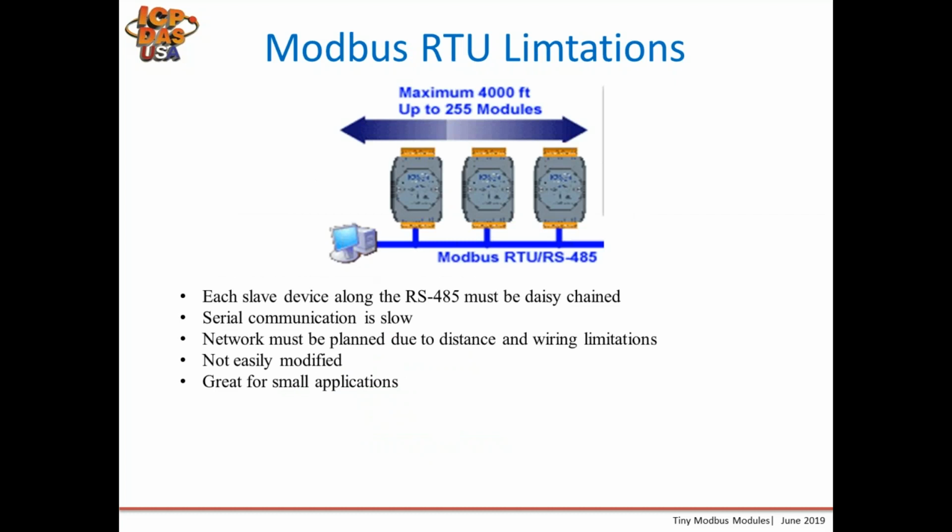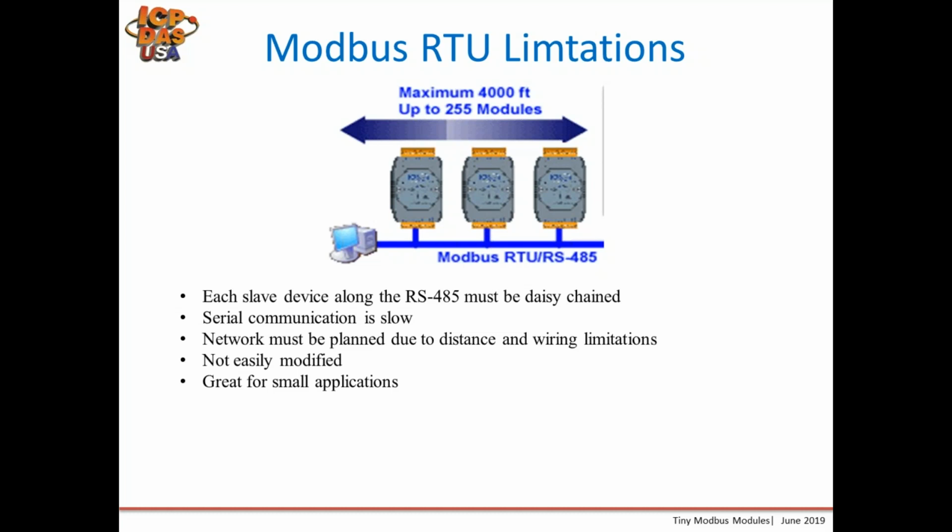Modbus RTU has many limitations and benefits. First of all, it can communicate up to 4,000 feet along a single twisted pair of RS-485 wires. So it allows for long distance communication, and you can supply communication to up to 255 modules or individual nodes. Each device must be daisy chained along the single RS-485 bus, but you can use repeaters and hubs to go different directions and branch off as well.